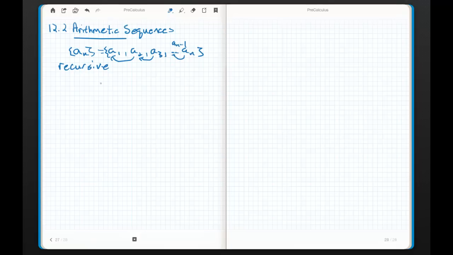Now, here's the way it works. They're defined recursively by something called a common difference.